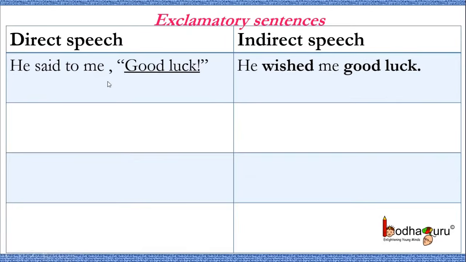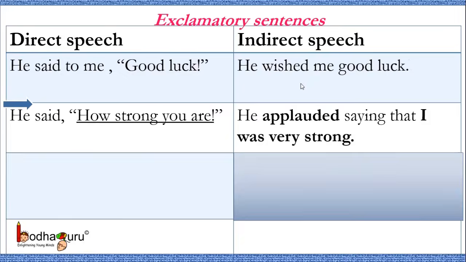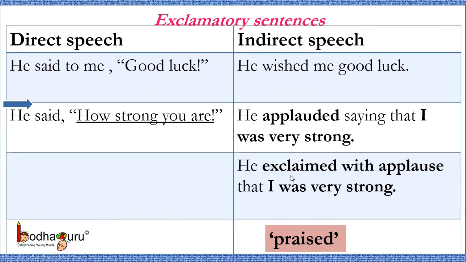Next, he said to me, good luck. This gets changed to he wished me good luck in indirect speech. Coming to the next sentence, he said, how strong you are. This changes to he applauded, saying that I was very strong. We can also use the word praised instead of applauded. And also there is another way we can say, he exclaimed with applause that I was very strong. So when he is saying how strong you are, he means to say that you are very strong.